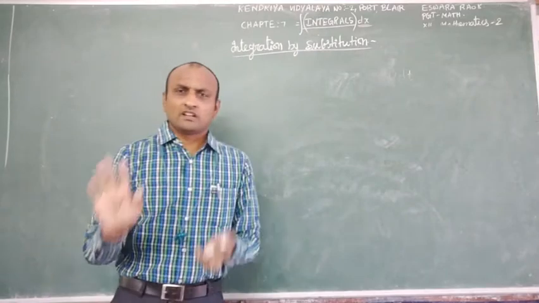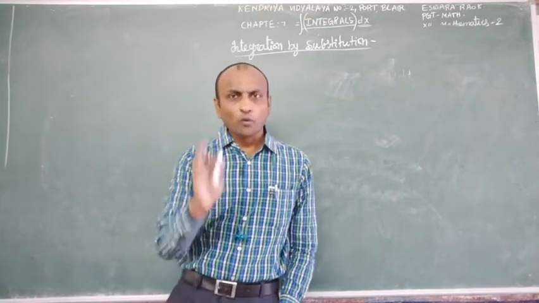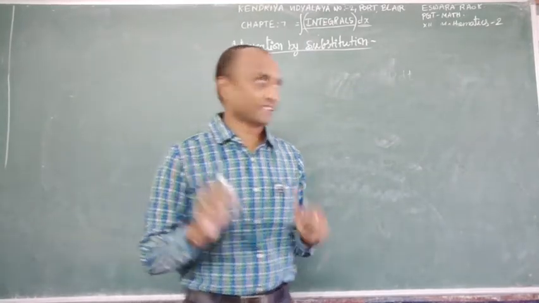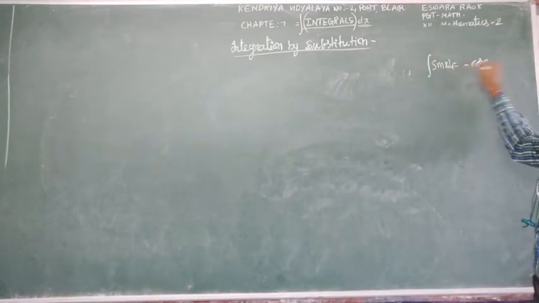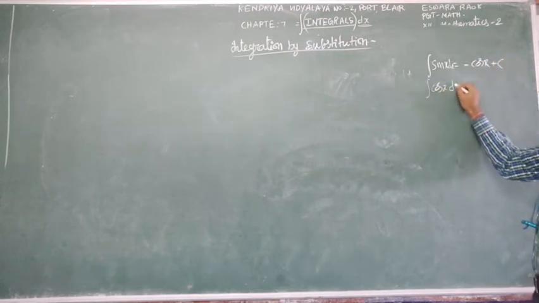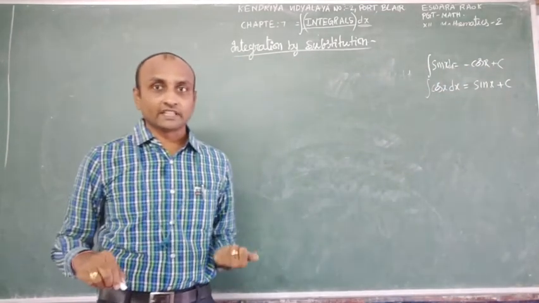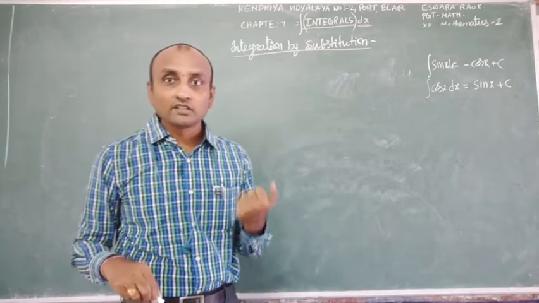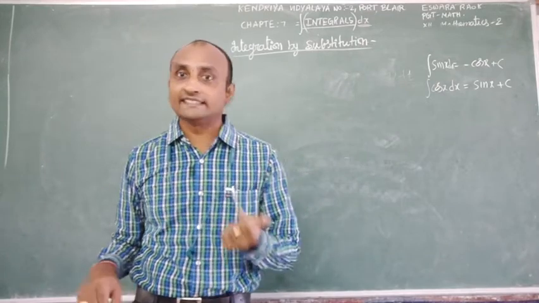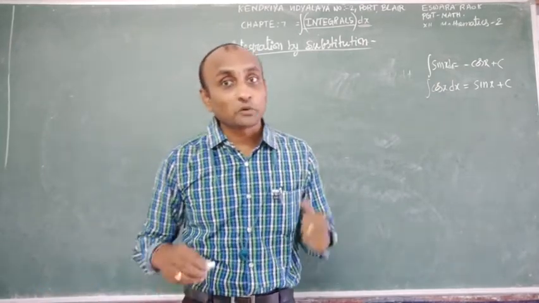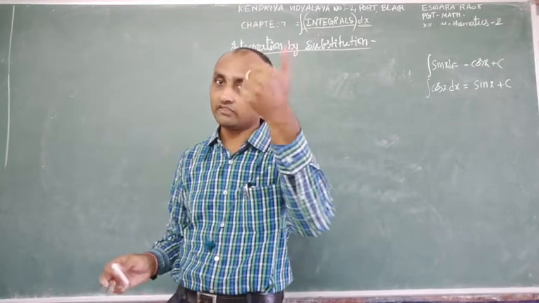I just start with some standard results to be known to you. You know very well, the integration of sin x is minus cos x plus c. The integration of cos x into dx is sin x plus c. The integration of secant square x is tan x plus c. The integration of cosecant square x is minus cot x plus c. The integration of secant x tan x is secant x plus c. The integration of cosecant x cot x is minus cosecant x plus c. So these are formulas based on differentiation that we have taken as standard results and we are using them.